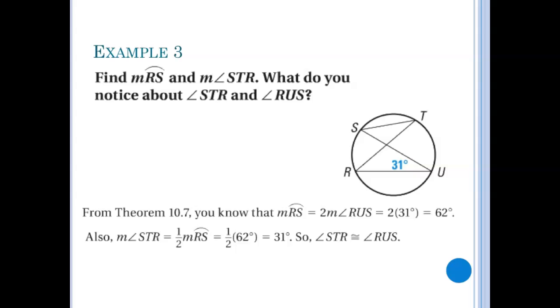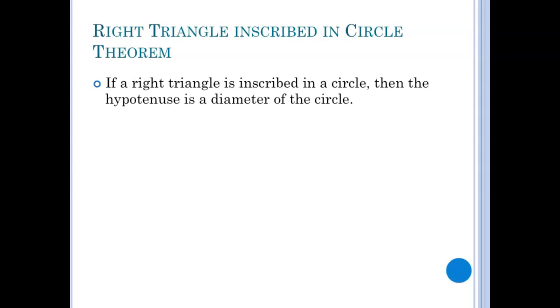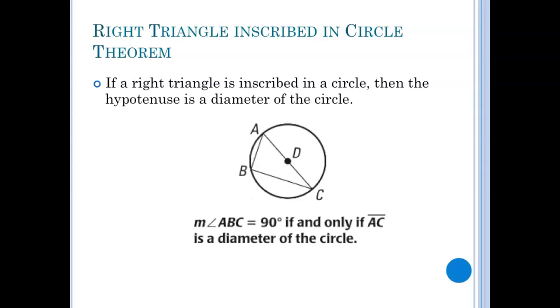We have one more theorem to talk about, and this is when we have a right triangle inscribed in a circle. Now, if a right triangle is inscribed in a circle, then the hypotenuse is the diameter of the circle. So here's a picture. This is saying that if we have a right triangle ABC inscribed inside a circle, then the hypotenuse, AC, must be a diameter of the circle. The converse is also true.